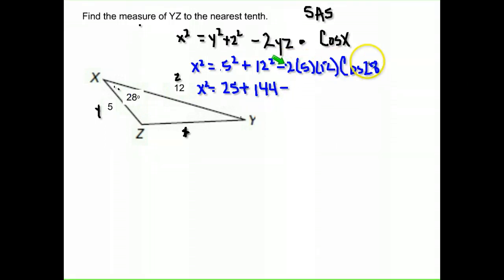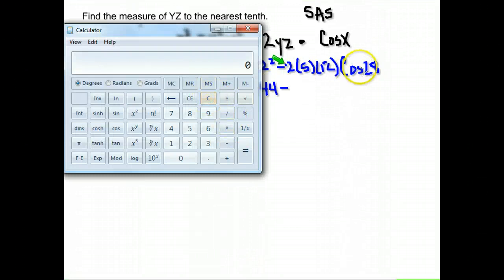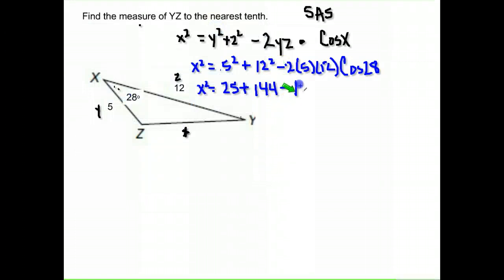Minus, so then we have this whole string of numbers multiplied together. Again, I would start with the cosine. So do 28 cosine of 28 times 12 times 5 times negative 2. And I get negative 105.95. So what do we have now? We have three numbers here. They're just numbers. We can combine them. So let's add 25 plus 144 minus 105.95, which gives me 63.05. So I have x squared on the left-hand side equals 63.05.